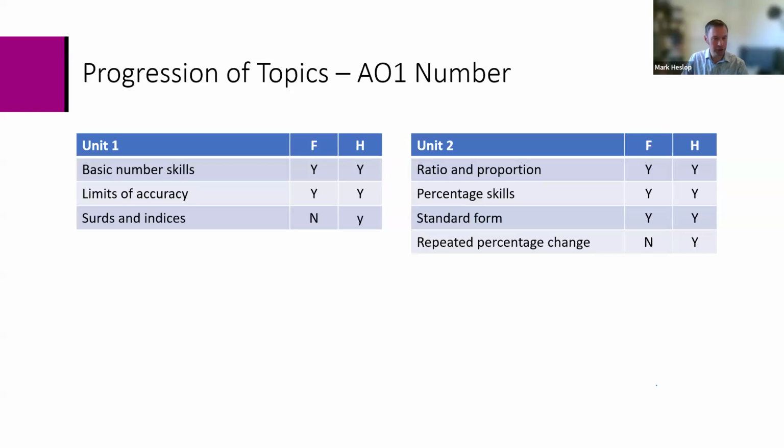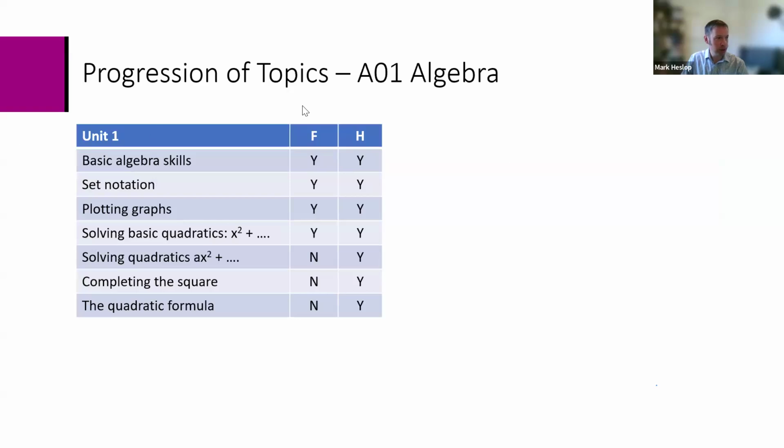When it comes to the progression, it's probably more interesting to look at the algebra. So in Unit 1, we have basic algebra skills, set notation, plotting graphs, solving quadratics. So this is where your foundation tier content stops. Solving quadratics effectively by factorization for monic equations, so unitary x squared. And then your higher tier students go on to do solving quadratics in terms of multiples of x squared. They also do completing the square and the quadratic formula.